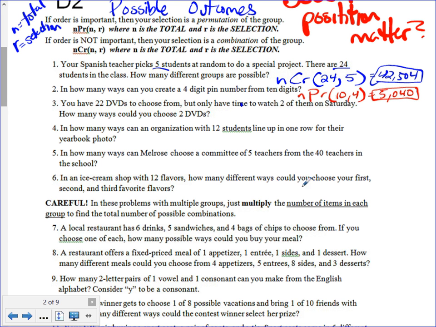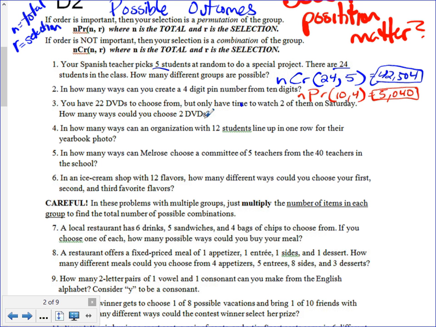Look at number 3. You have 22 DVDs to choose from, but only have time to watch 2 of them on Saturday. How many ways could you choose two DVDs? Combination or permutation? If you thought combination, you thought correctly.